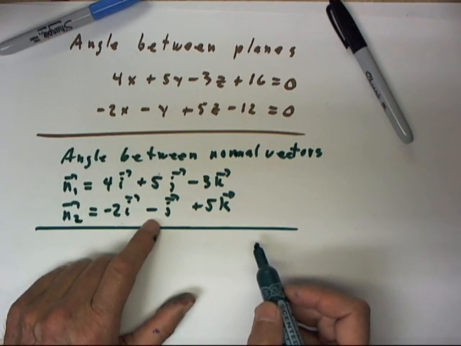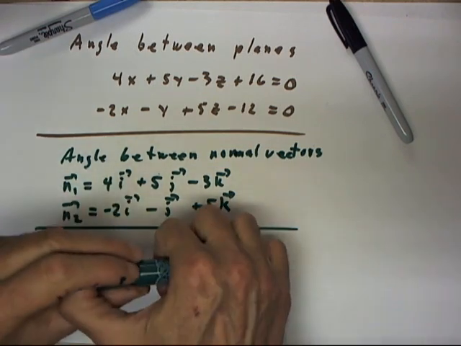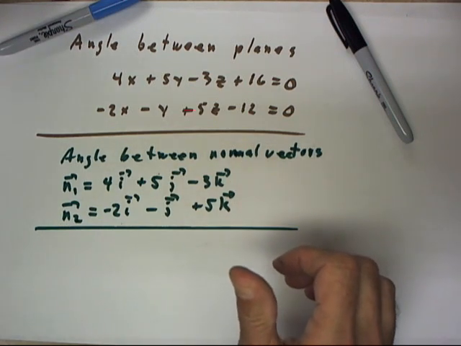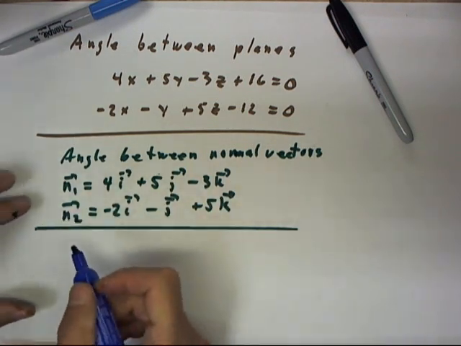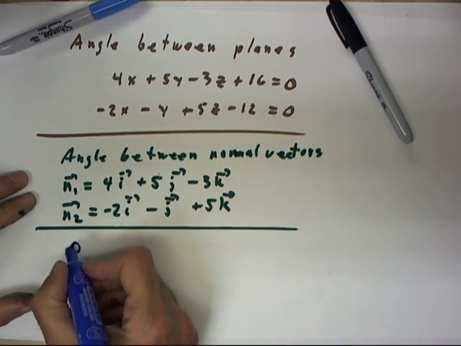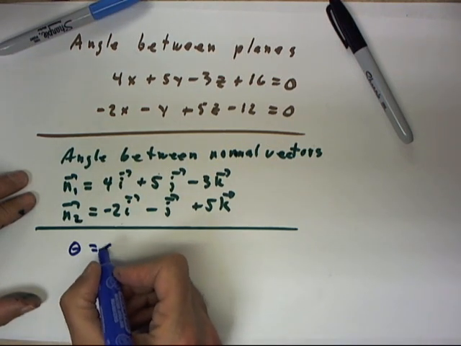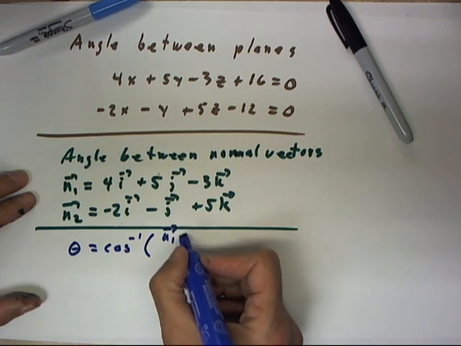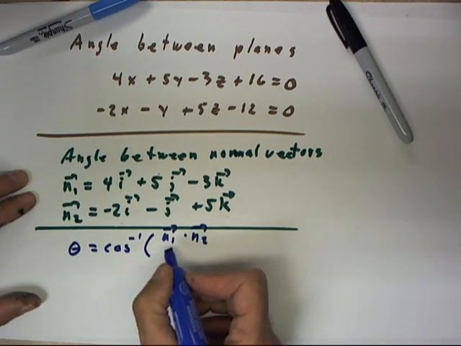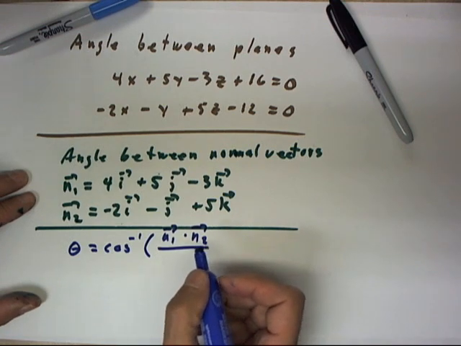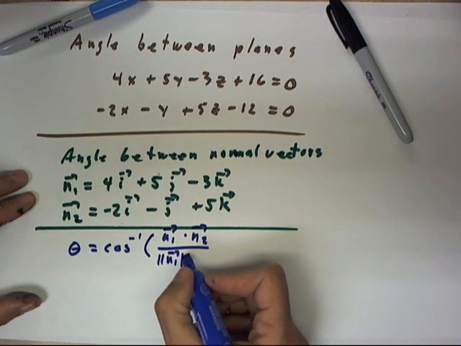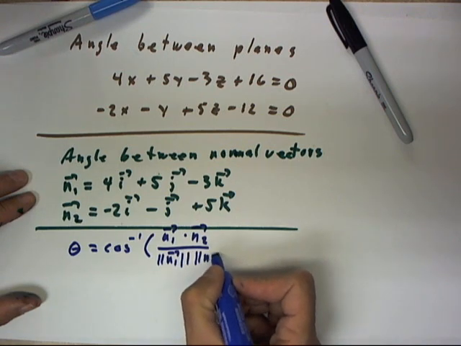So what's the angle between these vectors? Well, that's very easy. We just use what we know about the dot product, and the angle is going to be the inverse cosine of n1 dot n2 divided by the magnitude of n1 times the magnitude of n2.